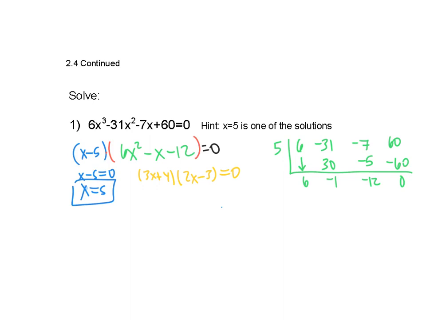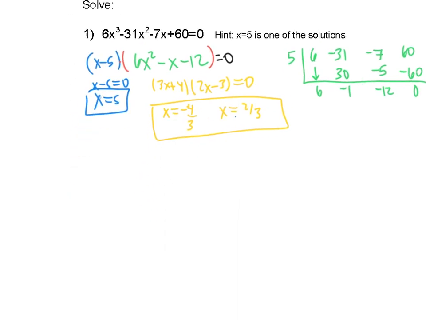All right, finish solving. If 3x plus 4 equals 0, then x equals -4/3. And if 2x minus 3 equals 0, then x equals 3/2. So we have 3 solutions total, one of which was given, and then we found the other 2. Let's try one more like that.